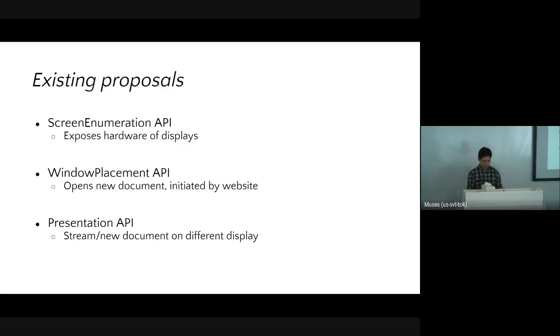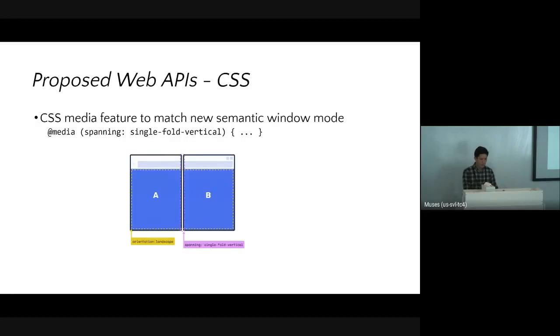So let's go into some of the proposed APIs that we have so far. For the CSS solution, we believe that a new media feature that can match in this new semantic mode is going to be useful for developers to target this specifically. And so in this case, your application is spanned, and you can target your CSS directly there.